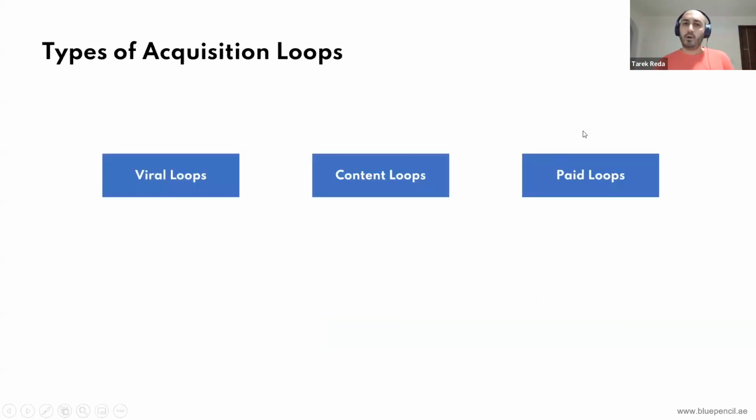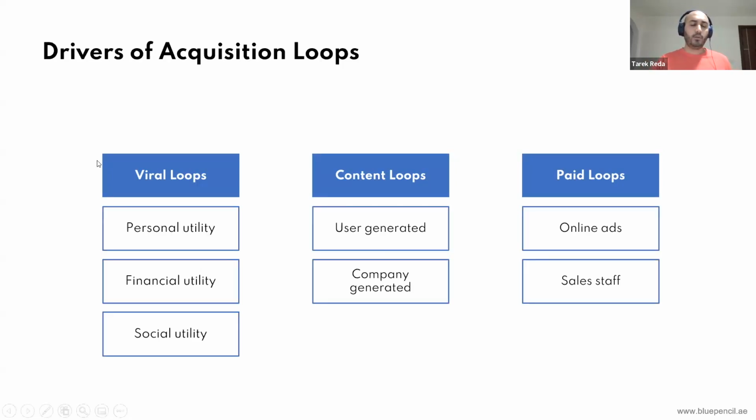There are three types of acquisition loops: viral loops, content loops, and paid loops. Each type has drivers. Within viral loops, you have a viral loop with a personal utility, a viral loop with a financial utility, and a viral loop with a social utility. I'm going to explain each one and give you an example to understand.